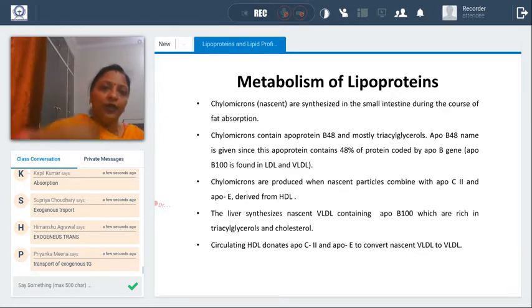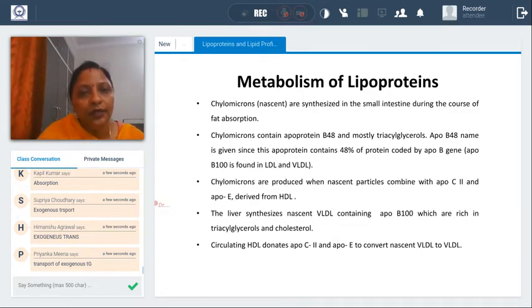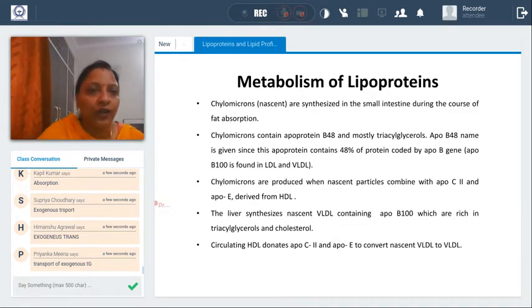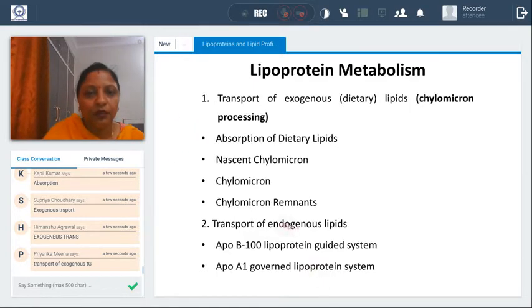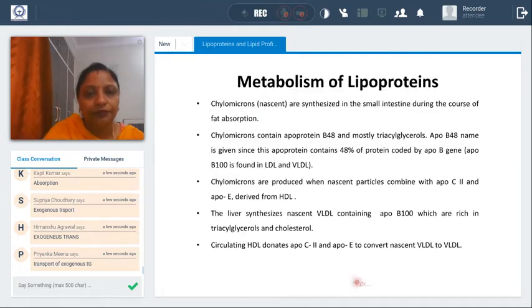First, the metabolism of chylomicrons. Nascent chylomicrons are synthesized in the small intestine during the course of fat absorption. The first step of the metabolism is absorption of dietary lipids. Chylomicrons contain apoprotein B48 and mostly TG. ApoB48 is so named since it contains 48% of the protein coded by the ApoB gene. ApoB100 is found in LDL and VLDL, but ApoB48 is found in chylomicrons.